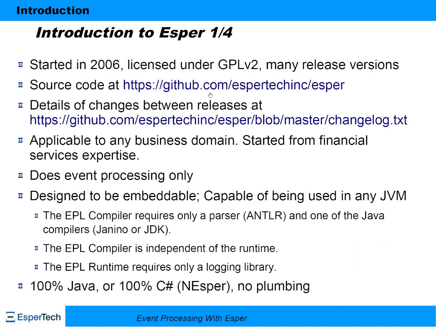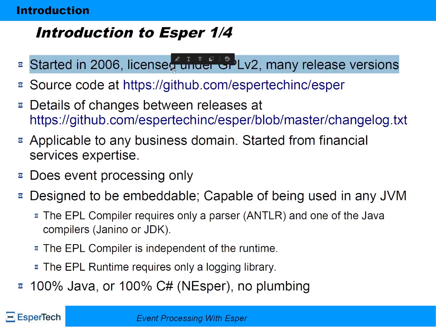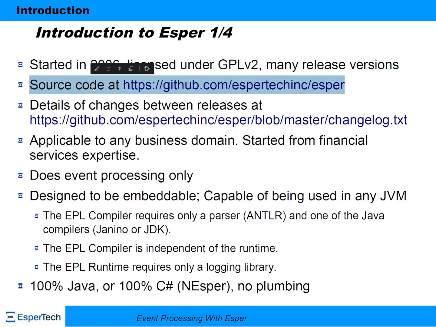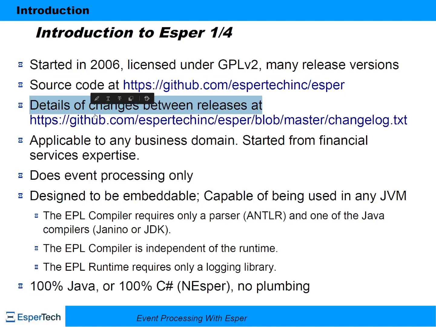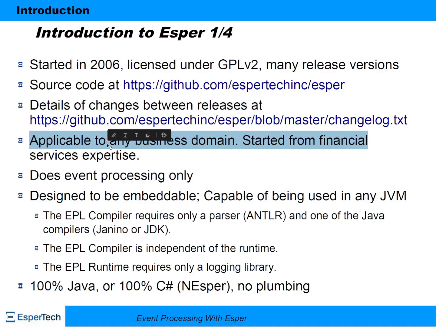Esper was started in year 2006. It is licensed under a GPL v2 license. There have been many new releases since inception. The source code of Esper is public at GitHub. The release notes that detail all the changes between versions can be found in the changelog.txt file in the root folder of the repository. Esper is applicable to applications in any business domain.